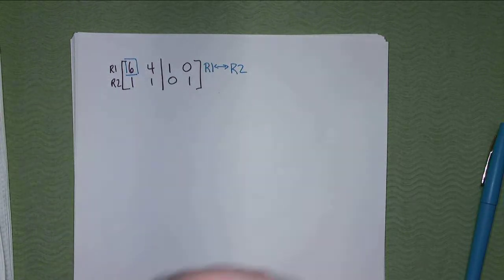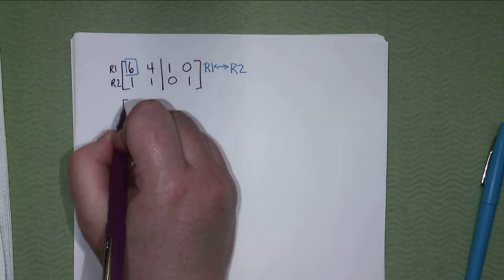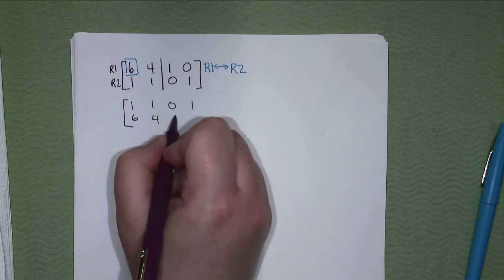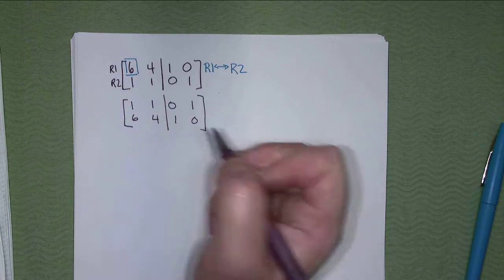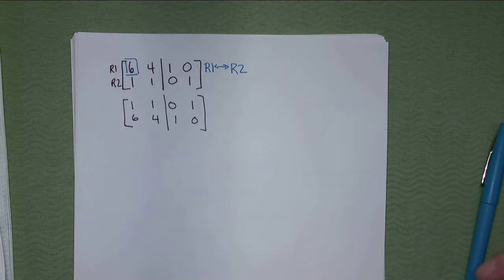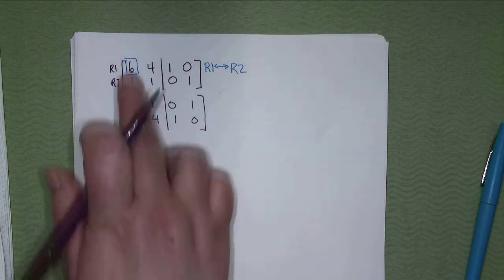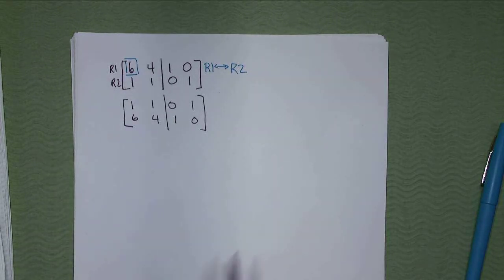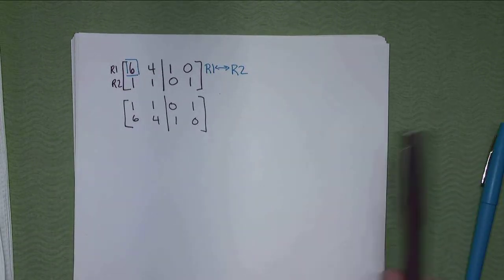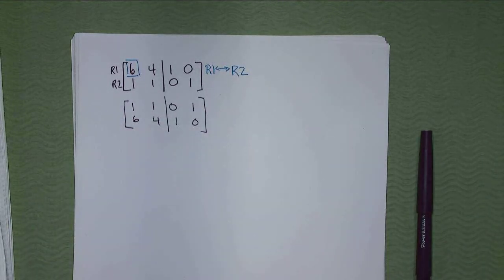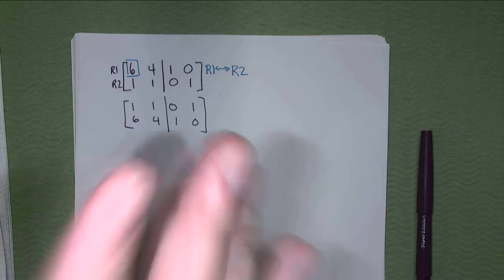So 1, 1, 0, 1, 6, 4, 1, 0. If you don't switch the entire row, you're actually finding the inverse of the wrong matrix, right? So, because this matrix is now different than that one. So we want to switch the entire row. So there, we've got a 1 in that top spot, and we're done. That 1 should never change or else you messed up. If by accident that becomes another number later, you messed up, okay? It should never. So go back and say, what am I doing wrong?